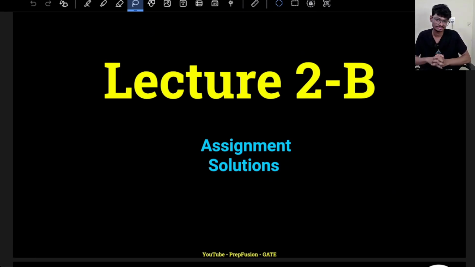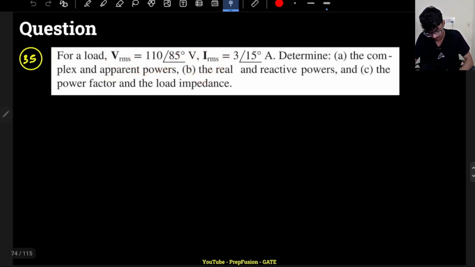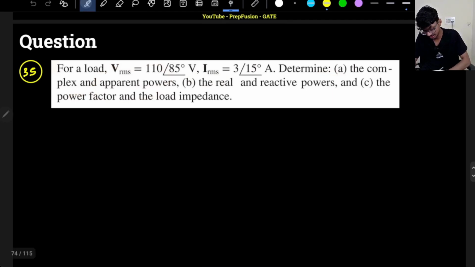So today we will start with the assignment solutions of whatever I gave you as homework in the previous lecture. So this was the first question basically. We have a load, and mostly these questions are from the Sadiku book. We have a load with VRMS and IRMS, okay, whose voltage is this and current is this. These are all RMS values, okay. So we have to determine the complex and the apparent power. First let's discuss the complex power.